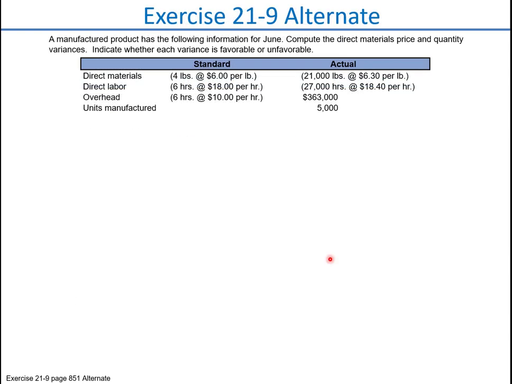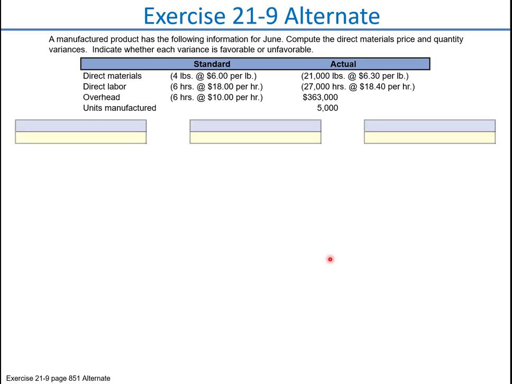Now we're going to compute the direct materials price and direct materials quantity variances. Here's the standard. It should take 4 pounds at $6.